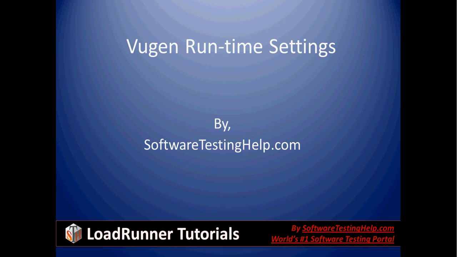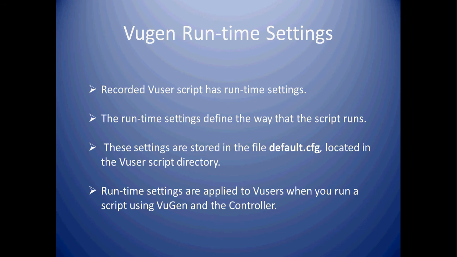Hi guys, today we are going to talk about VuGen Runtime Settings. Once we have recorded a script, we have to configure runtime settings. These give control over the script execution. These settings are saved in a file named default.config in the VuGen script directory. These settings are applicable when we run the script using VuGen and Controller.